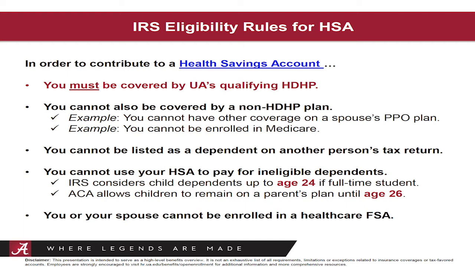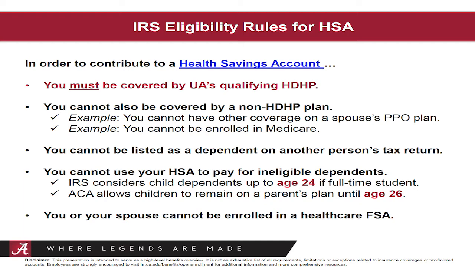Second, you cannot also be covered by a non-high-deductible health plan. So if you have a spouse that works somewhere else and they have PPO coverage, you cannot also be covered under their family contract. You need to be standing on your own with the high-deductible health plan. You cannot be listed as a dependent on someone else's tax return.